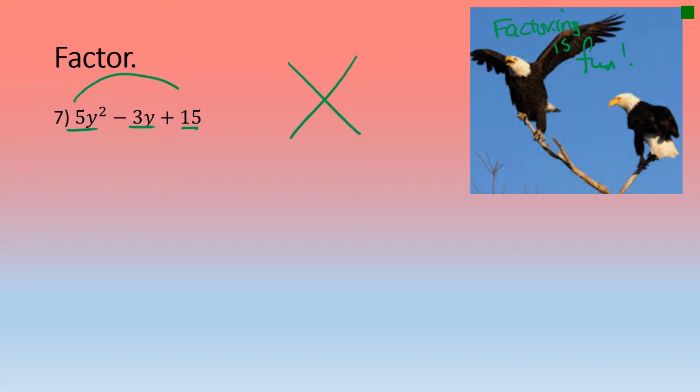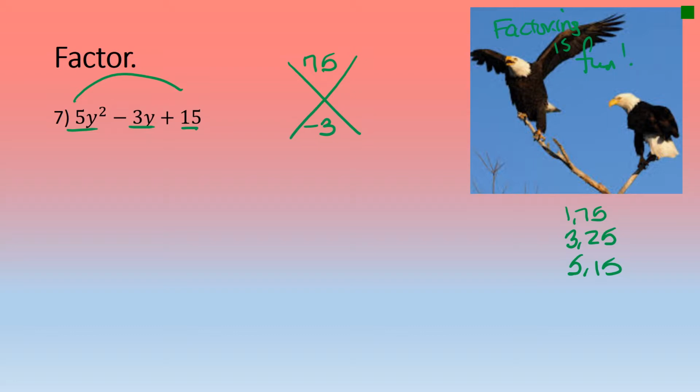GCF, 5, 3, 15. Absolutely not. 5 times 15 is 75, and we're looking for -3. Is that right? Wow, that's pretty rough. I'm going to go over here. 1 and 75. Okay, that doesn't work. How about 75 divided by 3? 3 and 25. That does not add up to 3. 75 divided by 5 and 15, that does not add up to 3. I'm actually checking to make sure I didn't do that wrong. 15 times 5 is 75.